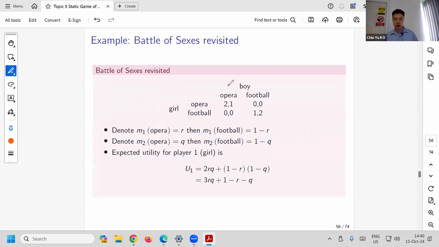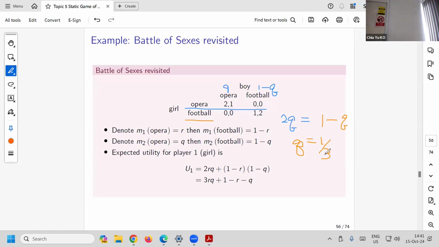this is R, this is Q, and this is 1 minus Q, right? You would say, if the girl chooses opera, the payoff is 2Q, right? And 1 minus Q times 0, right? And if player 2 chooses football, the payoff is 1 minus Q, because this is 0 times Q and 1 minus Q times 1, right? Then you can solve Q equal to 1/3, right?